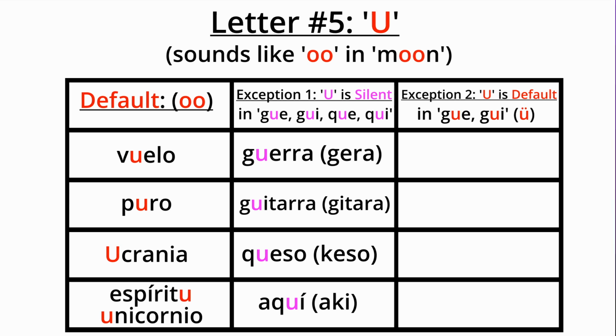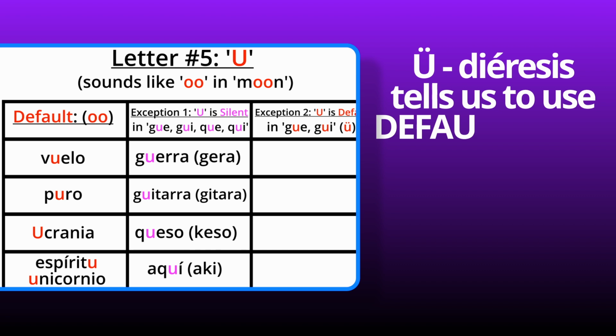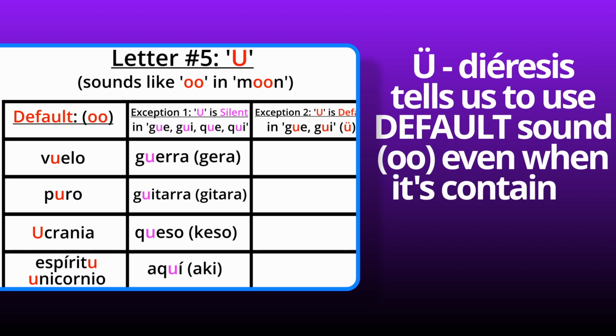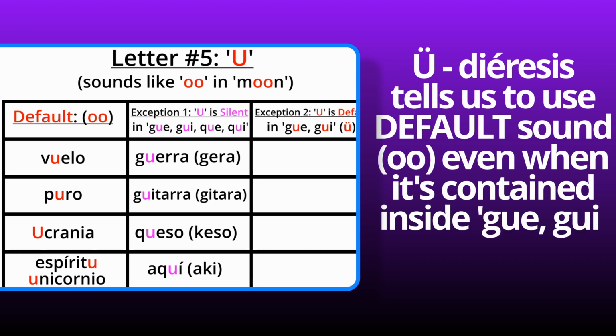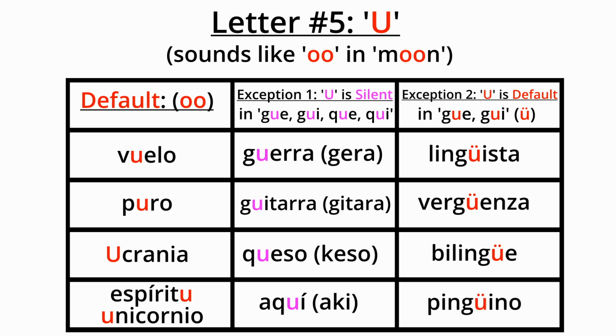Allow me to explain. There's a chance that you've seen the letter U have 2 dots on top of it. No, it's not a different letter, it's the same letter U, and the 2 dots on top of it are called diaresis, if anyone cares. These 2 dots exist for only one purpose. They tell us that even though our letter U right now is a part of ge or gi group, I wanted to have a normal healthy U sound instead of going silent. Let's look at some examples. Linguista, vergüenza, bilingüe, pingüino.